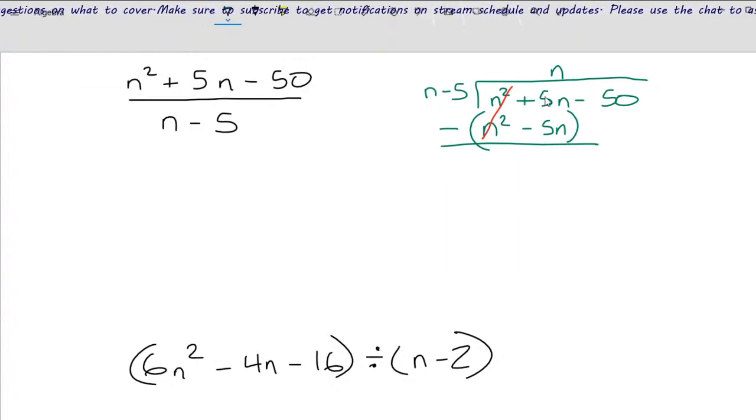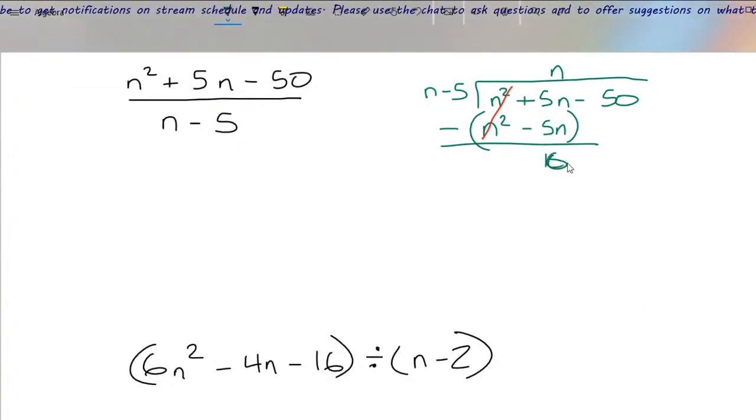So positive 5n minus negative 5n, so this is a double negative, so it makes it a positive. So it's going to be adding 5n, so 5n plus 5n is going to be 10n. And then bring down what we haven't touched yet, so minus 50.